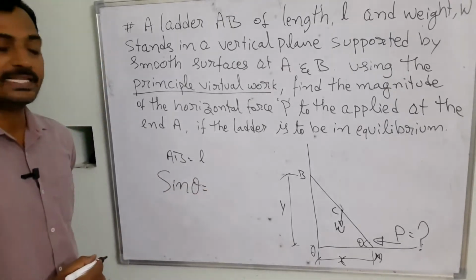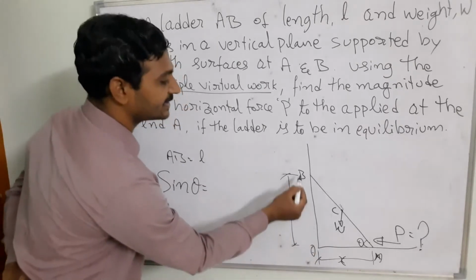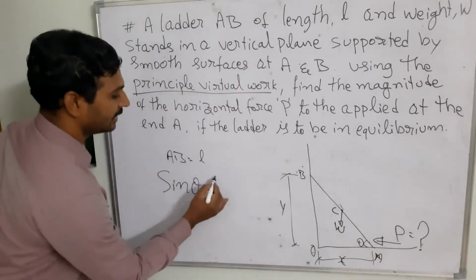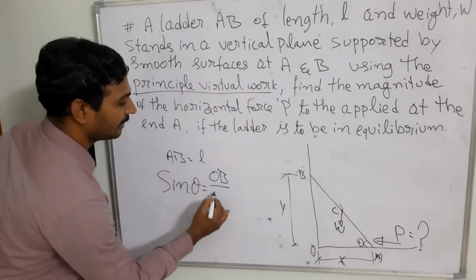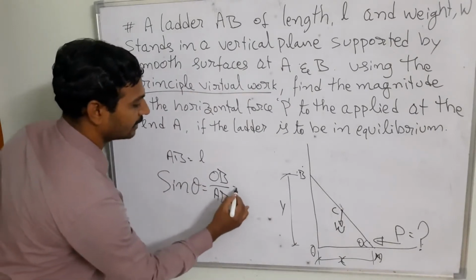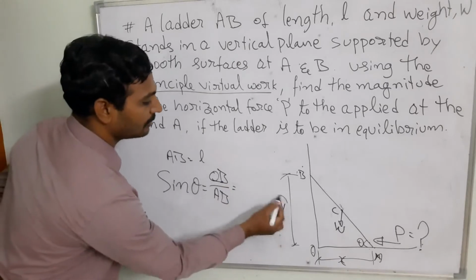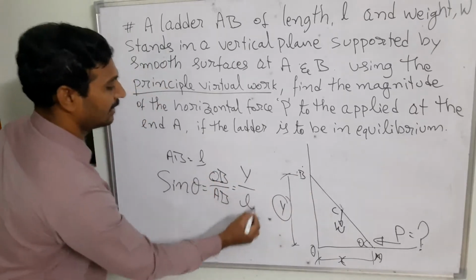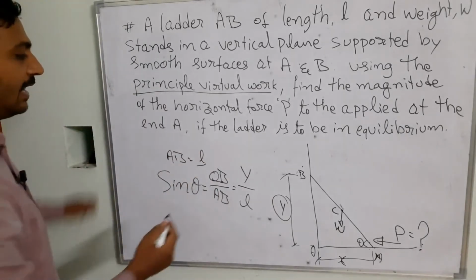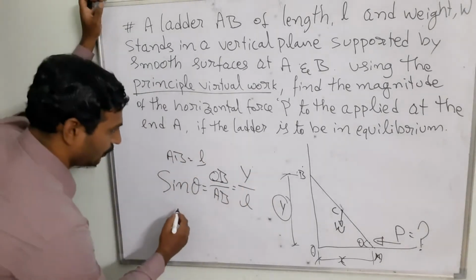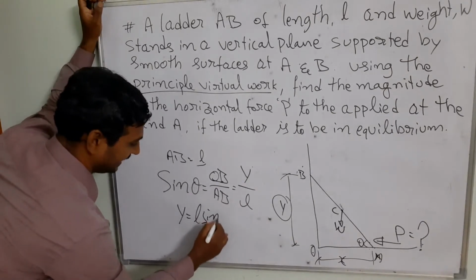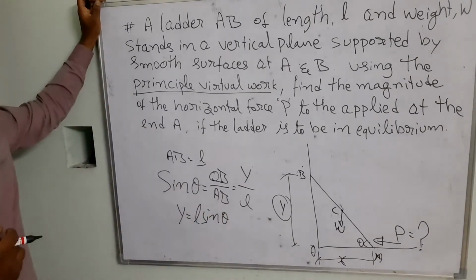What is sine theta in this case? Sine theta is the opposite side OB over the hypotenuse AB, that is OB by AB. I am going to consider OB as y, and AB is L. Then finally, what formula are we getting? y is equal to L sine theta, I got it.